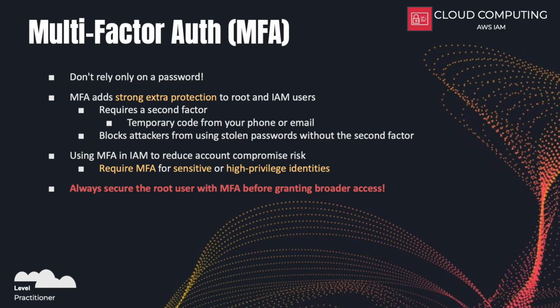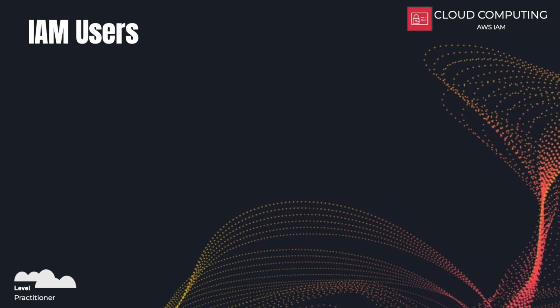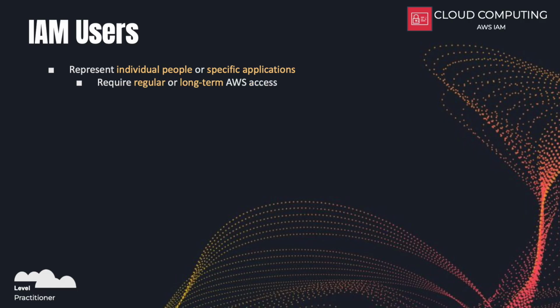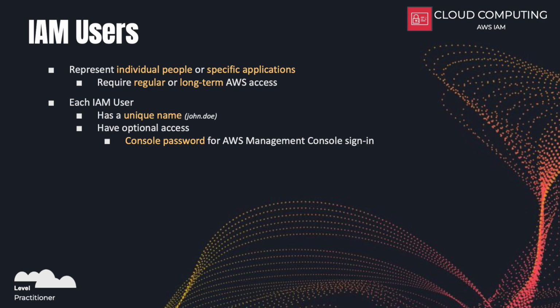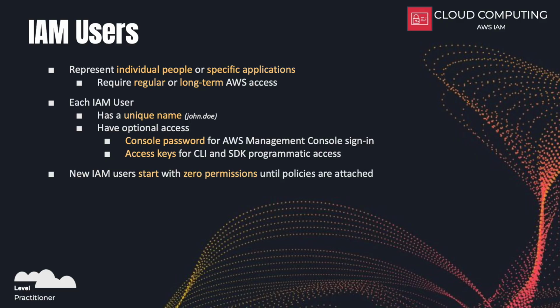Once you've locked down the root user with MFA, the next step is to give everyday access to the right people in a safer, more controlled way. The first core building block is IAM Users. IAM users represent individual people or sometimes applications that need long-term access to your AWS account. An IAM user has a name and can have a console password to log into the AWS Management Console and access keys, which include an access key ID and secret access key for connecting via the CLI or SDK. By default, a new IAM user has no permissions at all. They can't do anything until you explicitly attach policies to them.